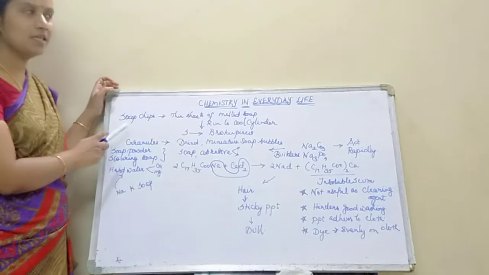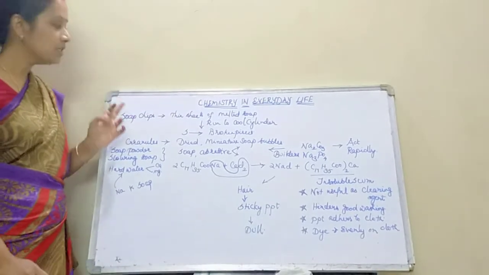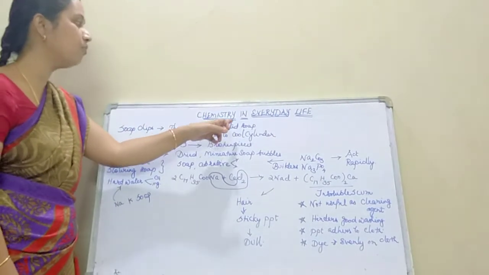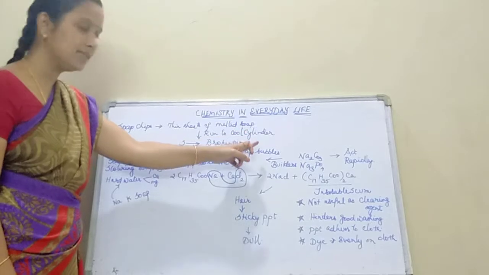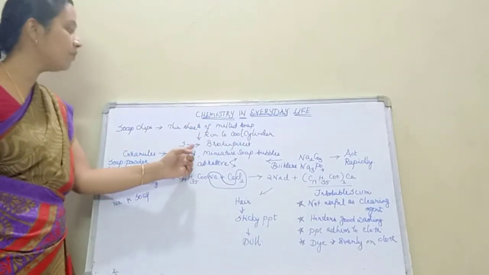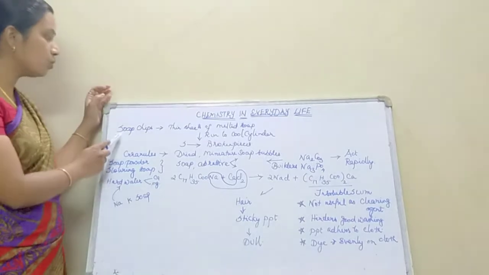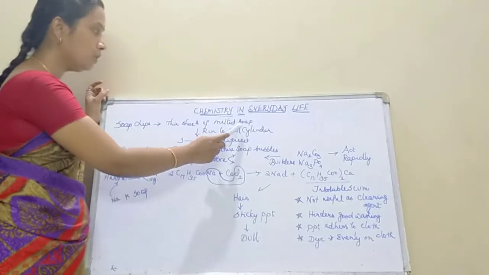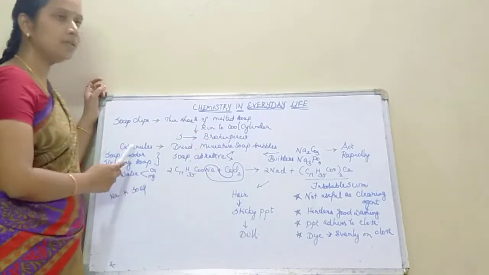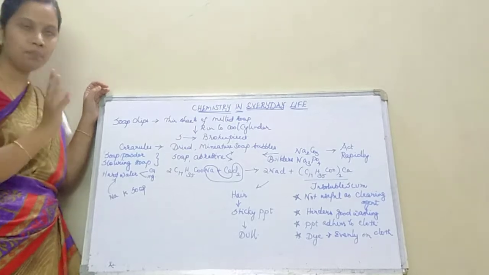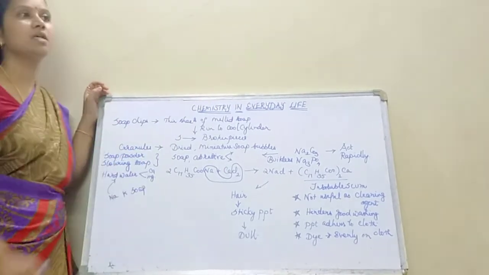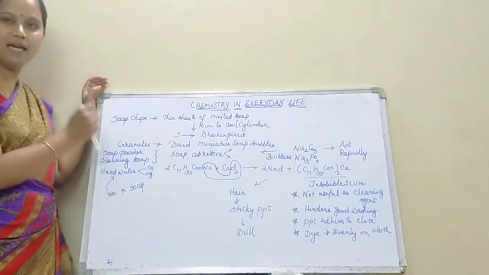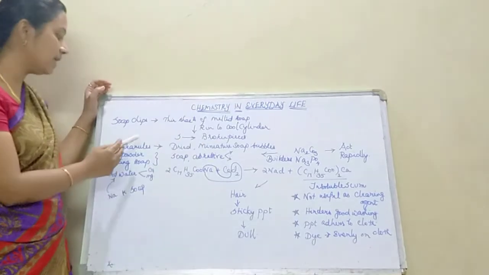See, the next topic is soap chips. Soap chips are produced by passing thin sheets of melted soap to a cooling cylinder. As a result, the soap is converted into small broken pieces. What are soap granules? Soap granules are dried miniature soap bubbles, the dried small forms of soap bubbles.